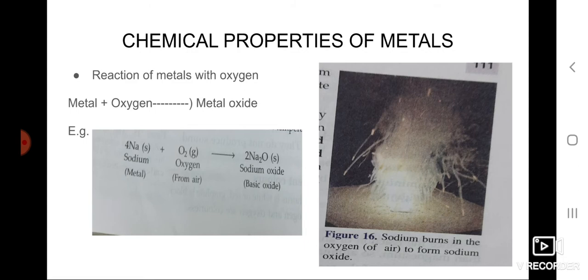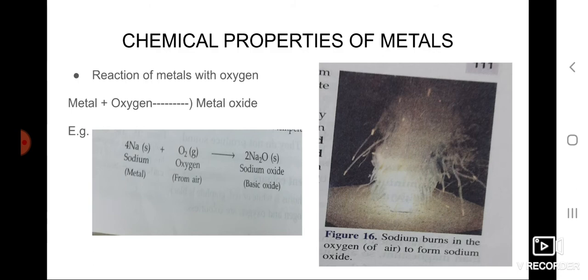The vigorous reactions of oxygen depend on the chemical reactivity of metals. For example, reaction of sodium with oxygen. Sodium metal reacts with oxygen of air at room temperature to form a basic oxide called sodium oxide. See the reaction, 4 sodium plus oxygen gives sodium oxide. So this sodium oxide is a basic oxide because metal oxides are basic in nature.